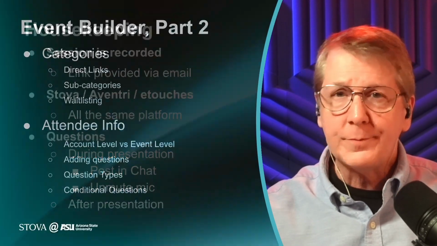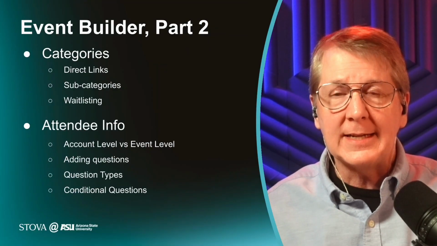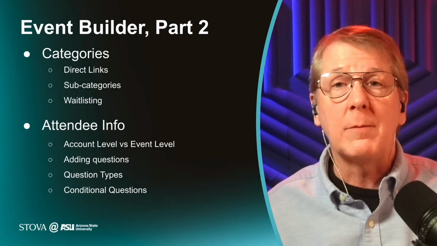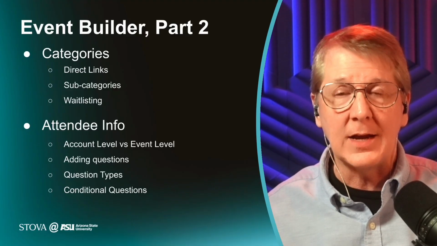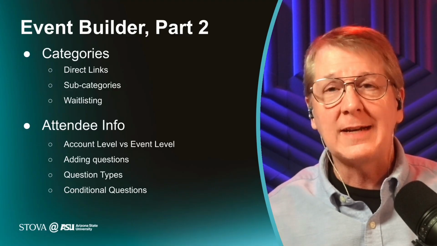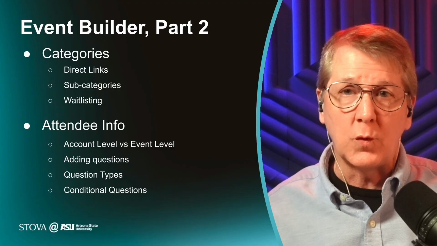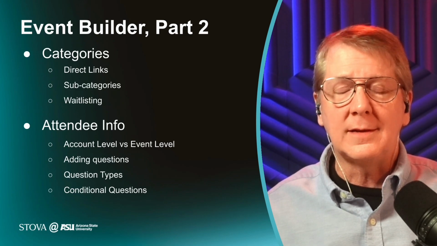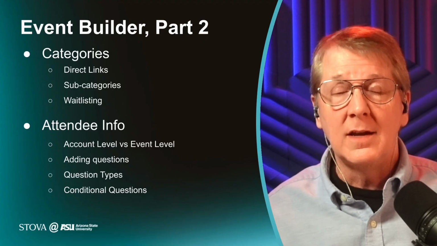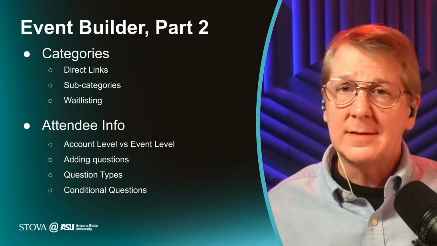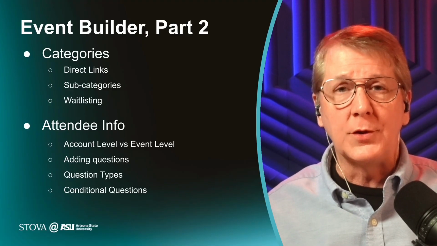All right. So, as I said, we're covering categories and attendee info, and there's a lot in these features. We're going to be talking about direct links. These are URLs that are created with categories that allow you to send attendees directly into a category. Categories can also have subcategories. I like to tell folks that categories are the first question you're asking your attendees when they come in: Who are you? Subcategories could be the follow-up question, again, for multiple purposes.